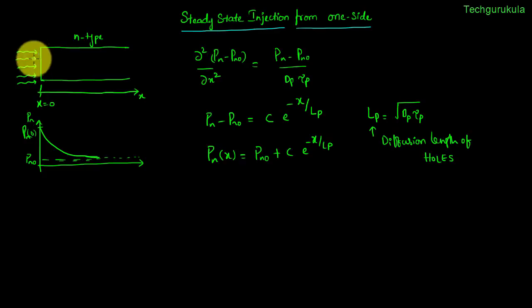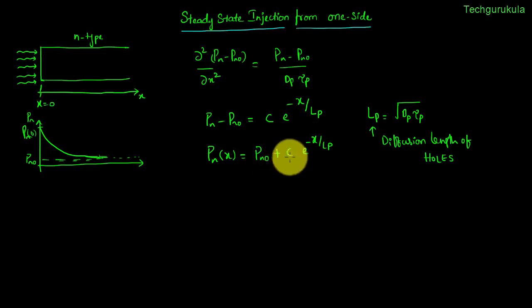As we know, these carriers would move to the right side and recombine with the majority carriers. As we move further into n-type, we would actually see the thermal equilibrium concentration itself. That's why we have this concentration, as x increases, reaching the thermal equilibrium concentration.